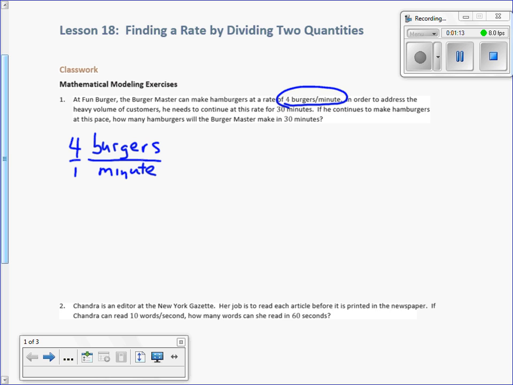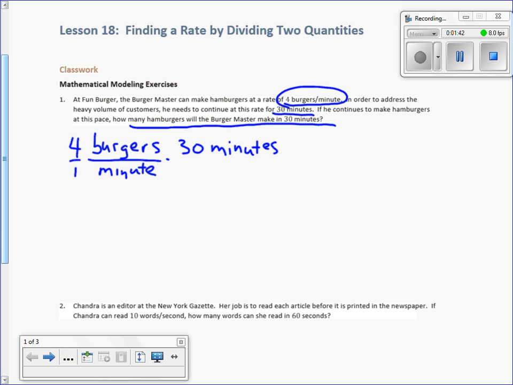See? Okay. Now it says he has to continue this pace for 30 minutes. How many hamburgers will the Burger Master make in 30 minutes? So then I multiply, and we use a dot for multiplication. We need to start getting into the habit of not using an x for times, because x is going to be a variable in algebra. So 4 burgers over minute times 30 minutes.